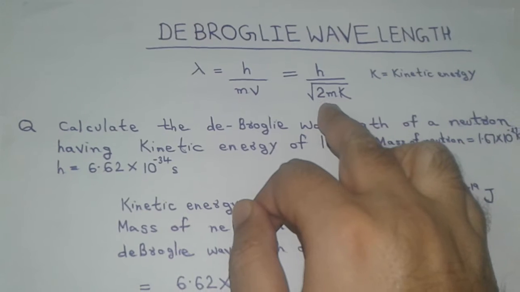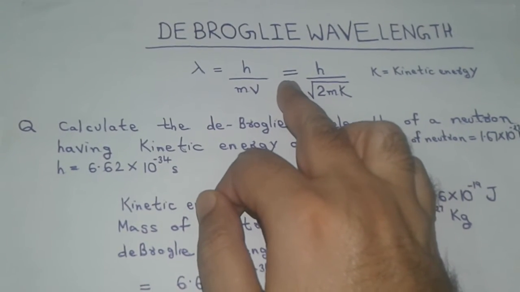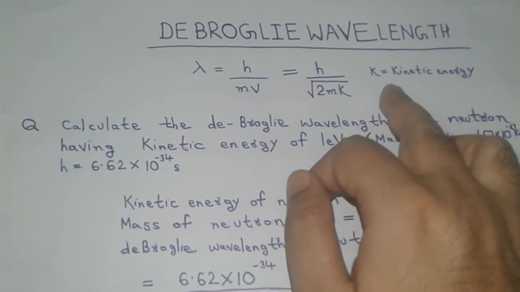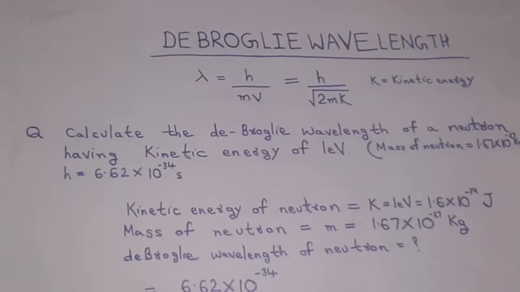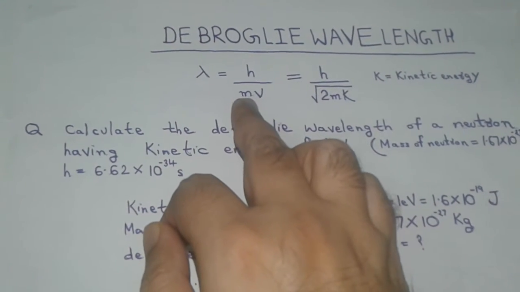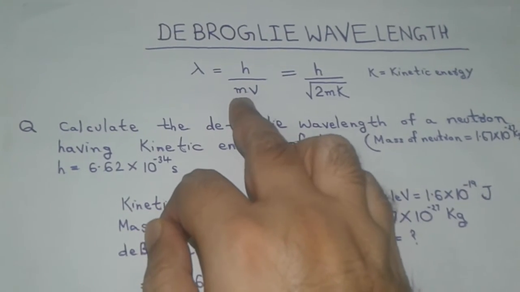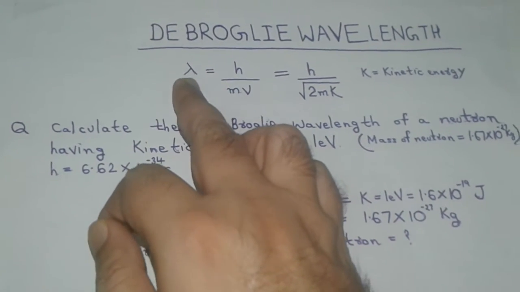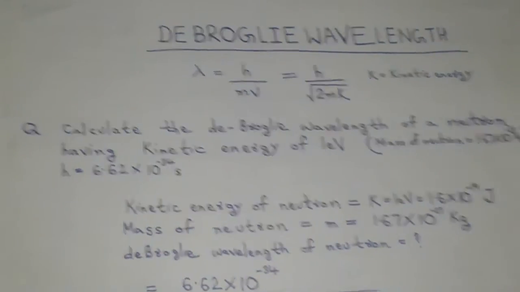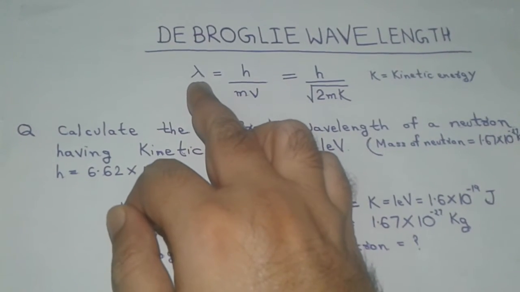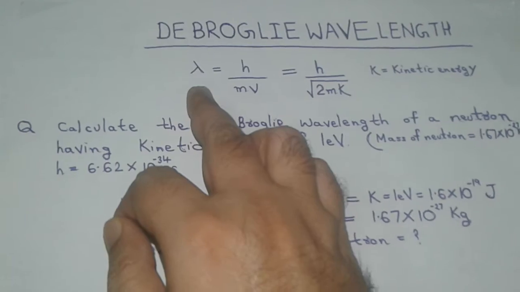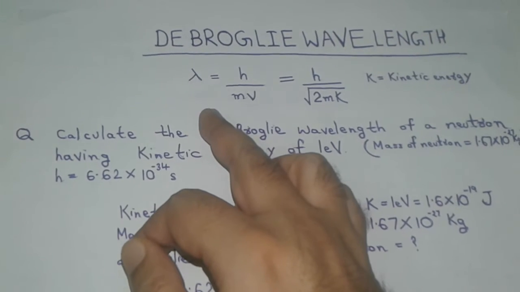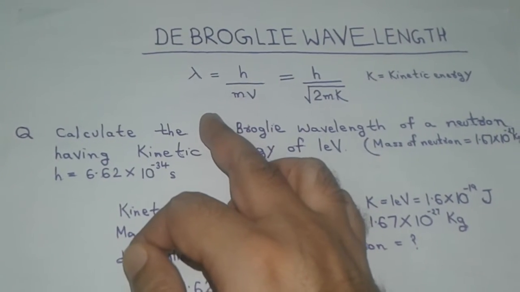In terms of the kinetic energy of the particle, this formula takes the following form: lambda equal to h upon under root 2mK, where K is the kinetic energy of the particle. For macroscopic objects of very large mass, the de Broglie wavelength gets too short to be detectable. Hence, de Broglie wavelength is only detectable for moving microscopic particles like atoms, molecules, neutrons, protons, electrons, alpha particles.